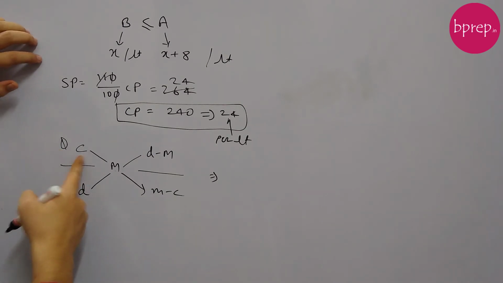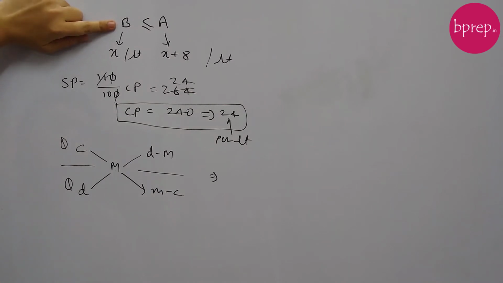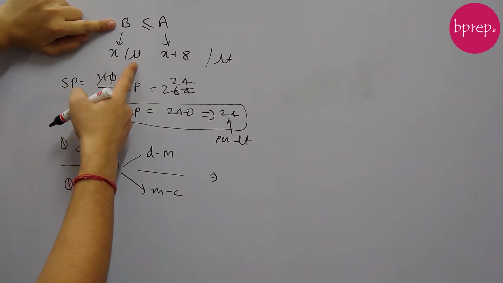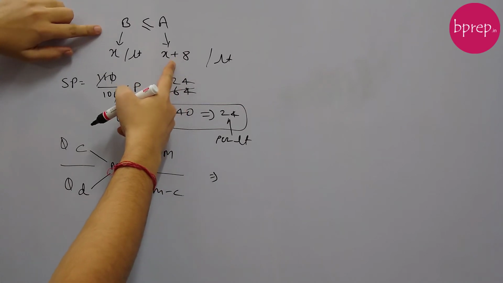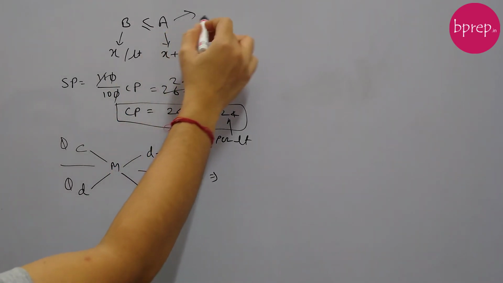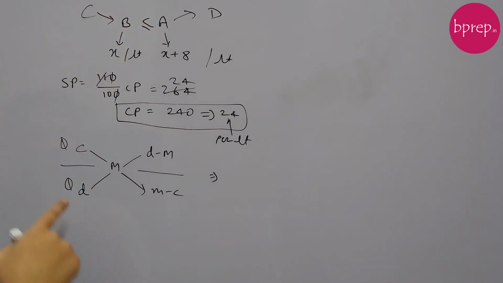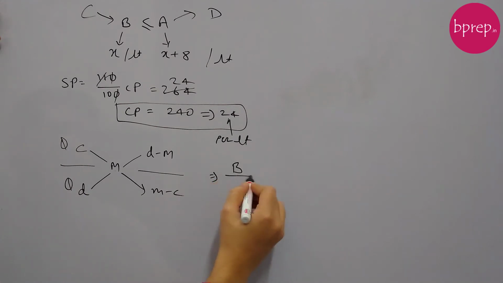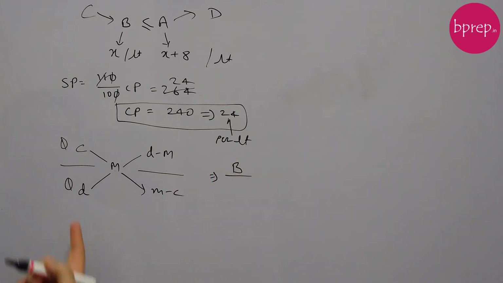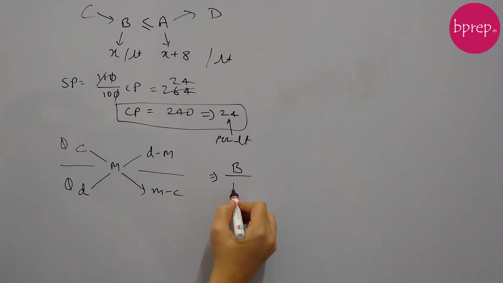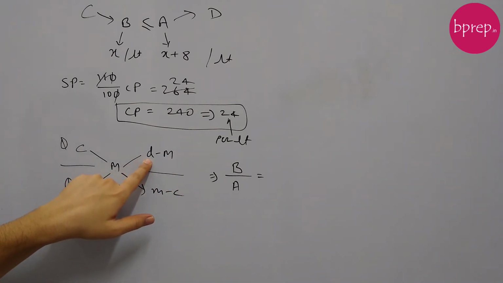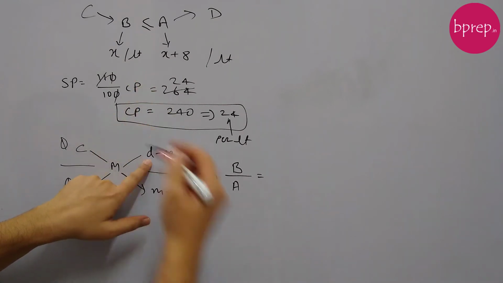Now the quantity of cheaper material. What is the cheaper material? B is cheaper because B's rate is X rupees per liter and A's rate is X plus 8. So A is the dearer material, more costly. This is the cheaper material. So the cheaper material is B. So the quantity of B by the quantity of the dearer material, here A, is equal to D minus M. So what is the cost of the dearer material? X plus 8.